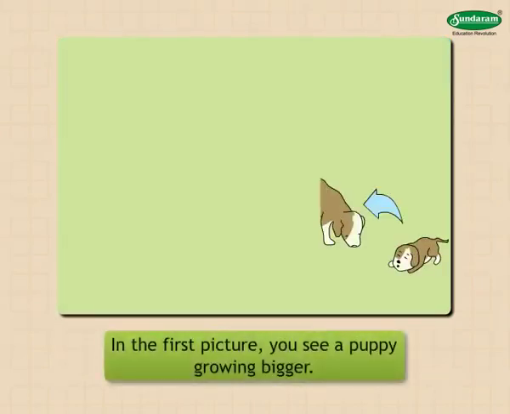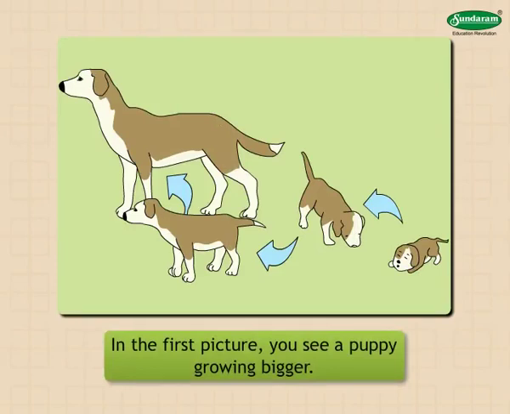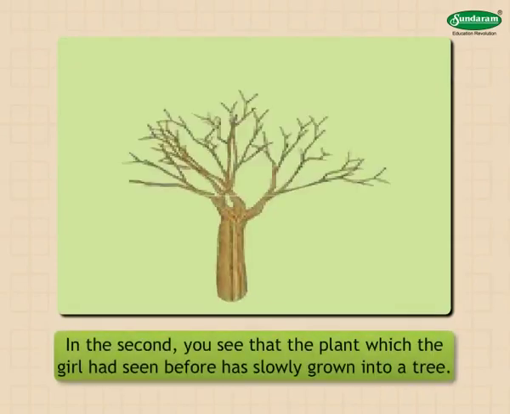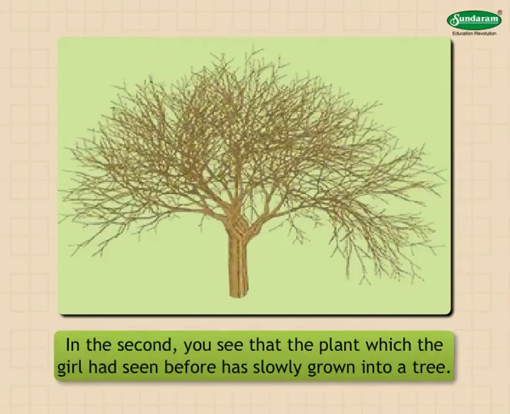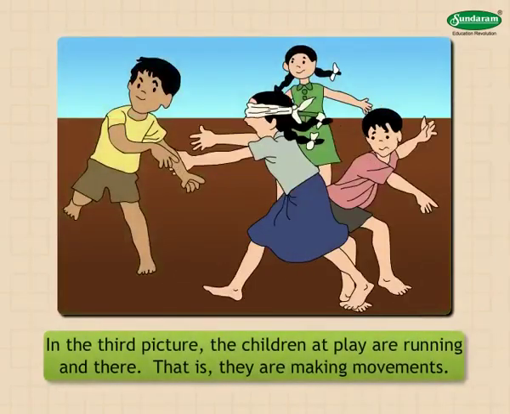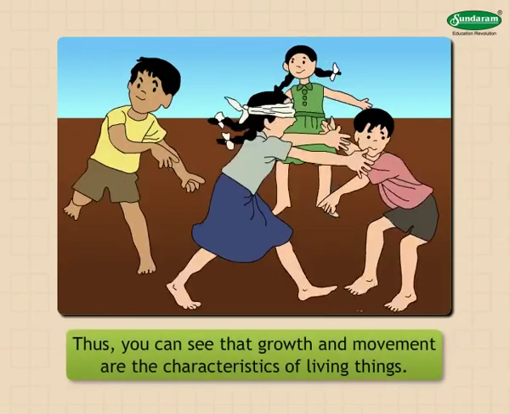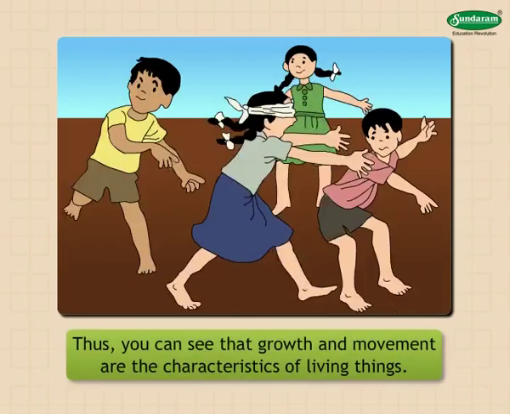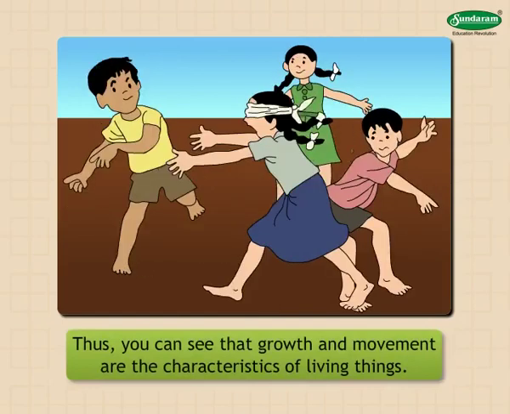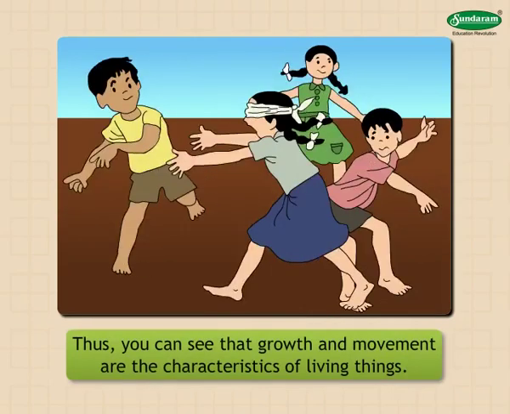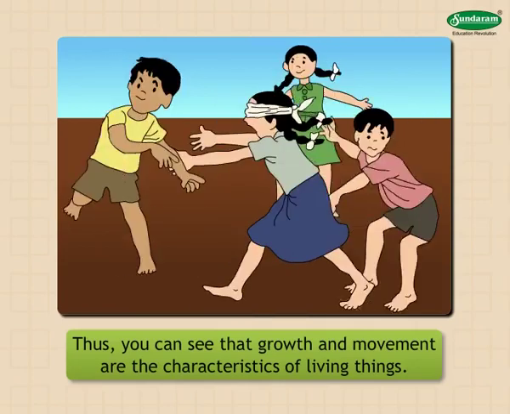In the first picture, you see a puppy growing bigger. In the second, you see that the plant which the girl had seen before has slowly grown into a tree. In the third picture, the children at play are running here and there. That is, they are making movements. Thus, you can see that growth and movement are the characteristics of living things. Living things have some other characteristics too. Let us study these characteristics one by one.